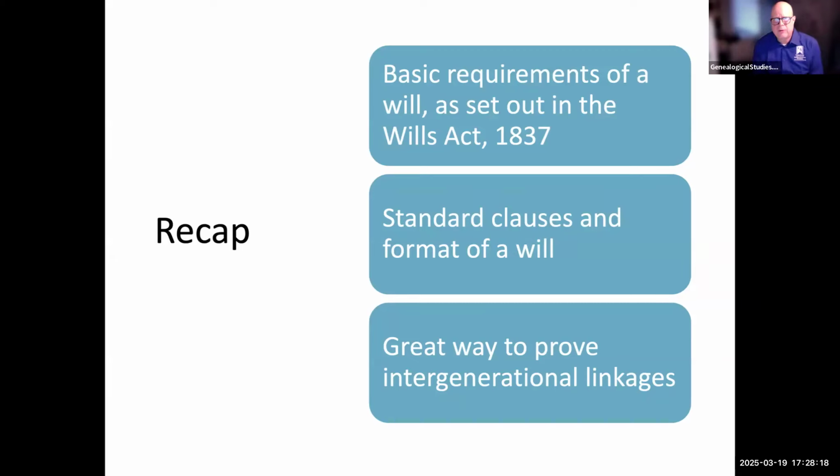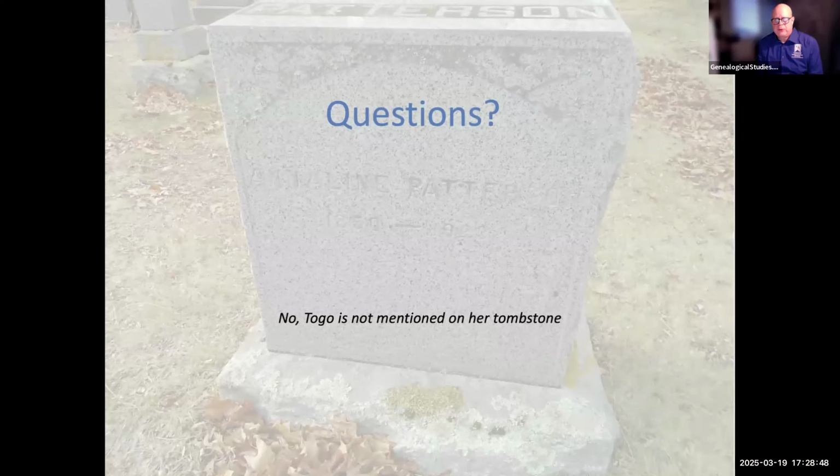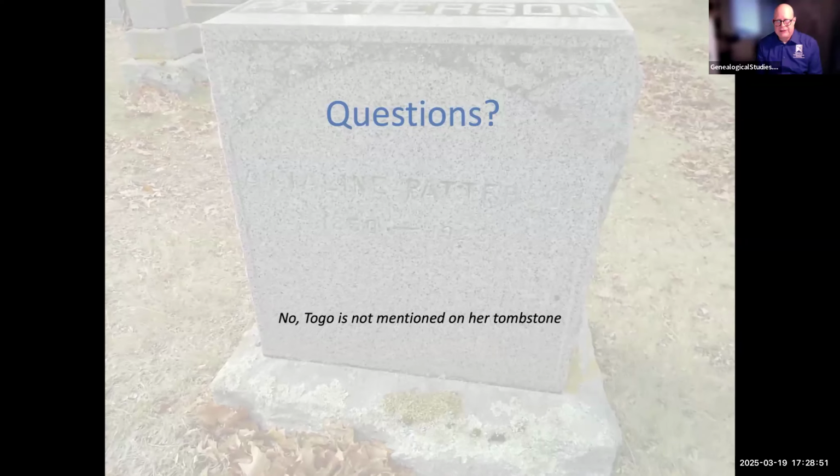I shared with you the basic requirements of a will. If you follow those requirements, you have yourself what is called a formal will. There are such things as informal wills, and if you take the Wills and Estates course, you'll be introduced to some of those. But the vast majority of the time, you're going to be dealing with formal wills, actual real wills. We learned some of the standard clauses and format that you'll see in a will. And I hopefully have documented that it's a great way to prove intergenerational connections.